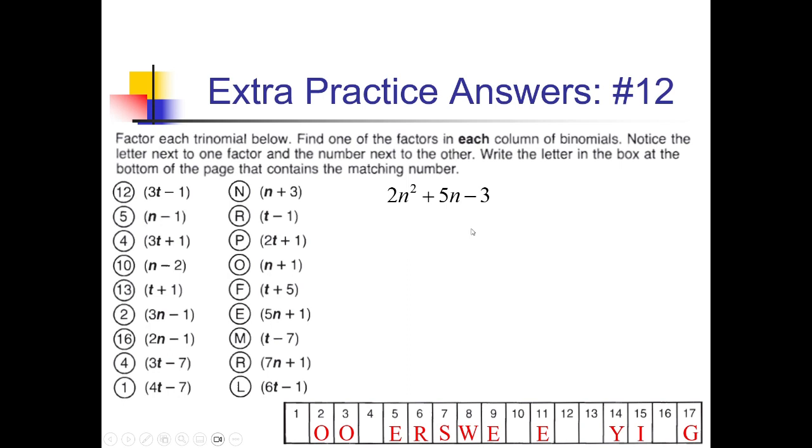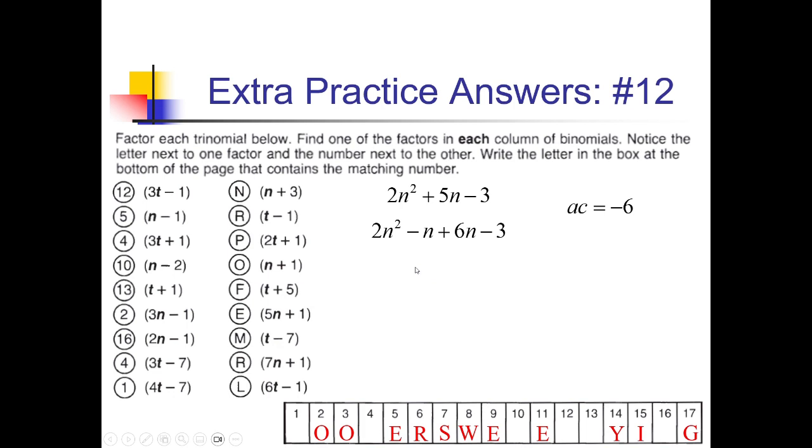For number 12, we have an AC value of 2 times negative 3, so negative 6. I need factors of negative 6 that add up to 5. 1 and 6, I ought to be able to get a 5 out of that. I know these have to have opposite signs because they multiply to a negative. So if I do negative 1 and positive 6, that adds up to a 5. So let me split this 5n up into 1n minus 6n.